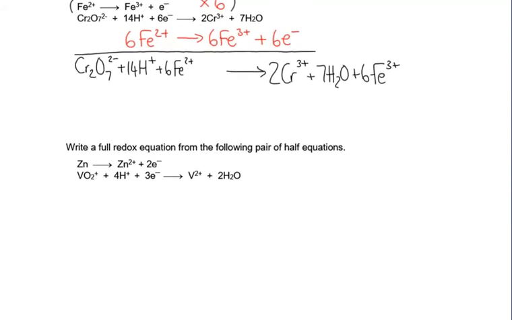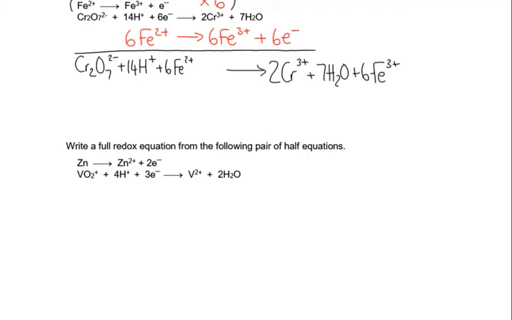Okay, so here's another pair. The top one's got 2 electrons in and the bottom one's got 3. Now there's no amount of multiplying of 2 that's going to give me 3. I'm going to have to multiply both of these. We need to find the first common multiple of 2 and 3. And I'm going to multiply them by 3 and 2 to make them both have 6. I'm going to rewrite them.